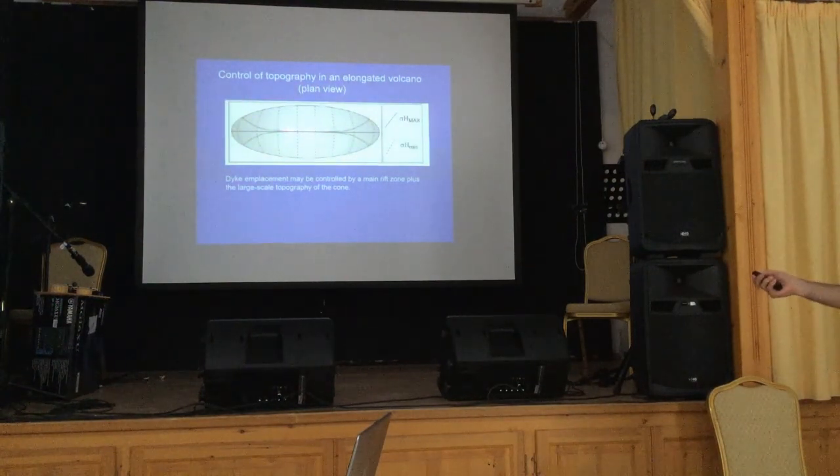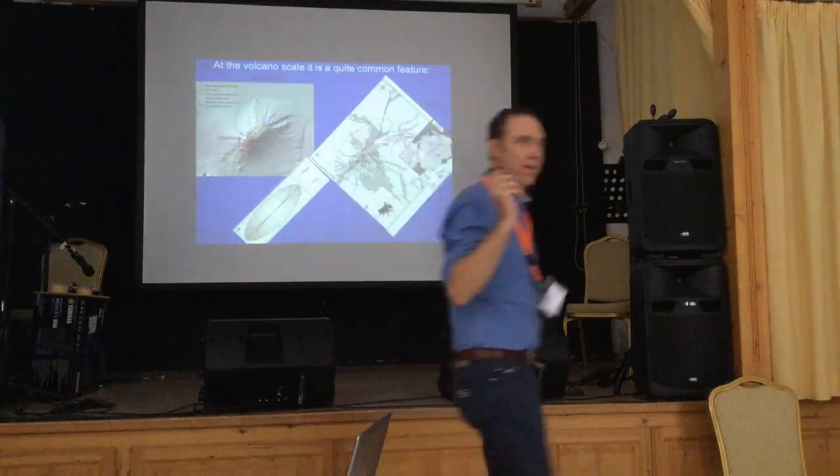So a rift zone due to the spreading of the core of the volcano, and then the dikes tend to rotate and assume this fan shape in the two extremes, the two sides of the volcano. So also topography can control the geometry of the dikes. So this is just a quick example.